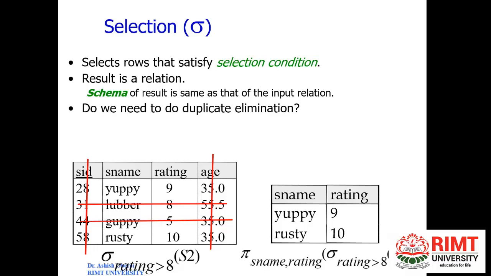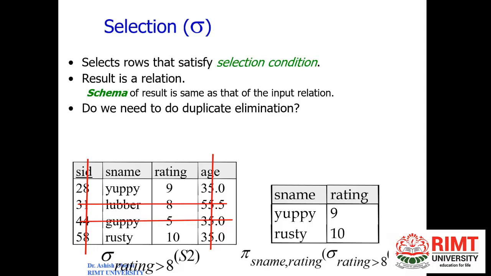Again, it is a complex query. So this will be the output here: you are getting 28 Yuppie 9 35, 58 Rusty 10 35. This will be the output of this query. Clear? Selection rating greater than 8 on S2.